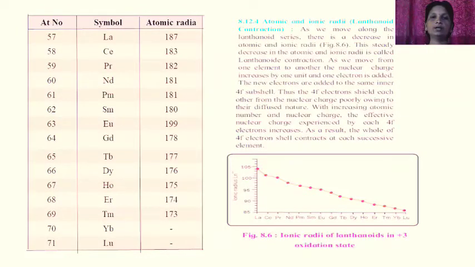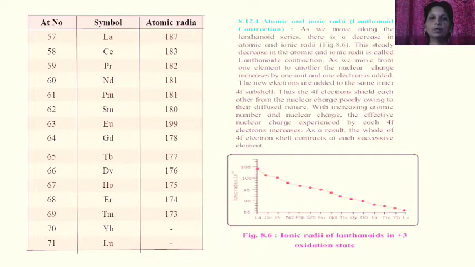Atomic and ionic radii of lanthanides, this is also called the lanthanide contraction. As we move along the lanthanide series, there is a decrease in the ionic radii. As we move along the period, we can see the atomic radii and ionic radii go on decreasing in the case of lanthanides. This is called lanthanide contraction. This steady decrease in atomic and ionic radii is called lanthanide contraction.